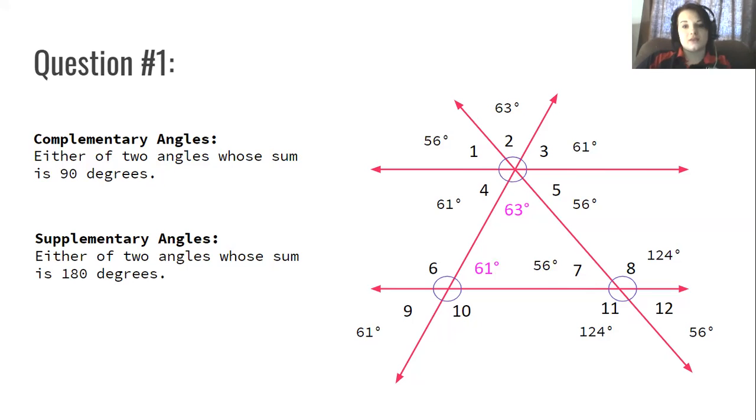Next, we're going to look at angles 6 and 10. You'll notice 9 and 6 and 10 and the measure of 61, or the other way around, makes 180 degrees because they're supplementary angles, which means we could technically do 180 minus 61, and that'll give us a measurement of 119 degrees for angle 6 and for angle 10.